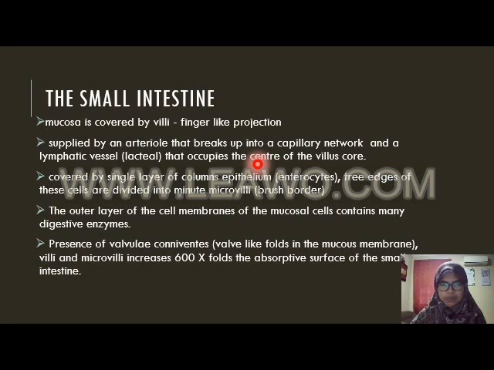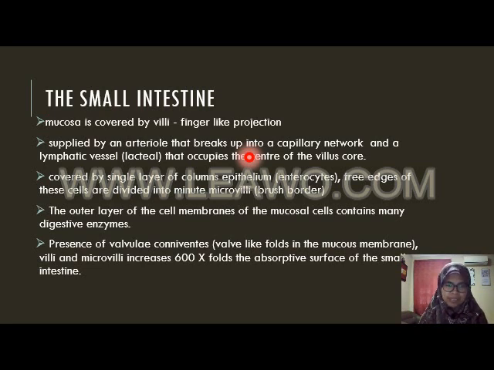Now we'll start with the small intestine. The small intestine is covered with mucosa. The top layer of the small intestine is known as the mucosa layer, and it is covered by villi. What is villi? It actually refers to finger-like projections. So it's quite different compared to the pharynx, esophagus, as well as stomach, which have a smooth mucosal surface. However, in the small intestine, there is a presence of villi. This villus is supplied by an arteriole that breaks out into capillary networks, so blood vessels surround the villi, and also a lymphatic vessel, also known as a lacteal, that occupies the center of the villus core.